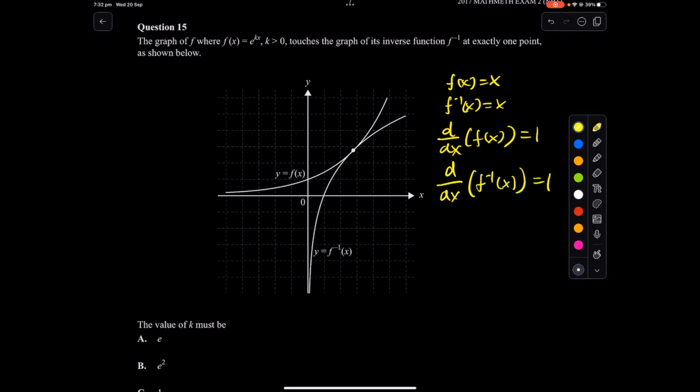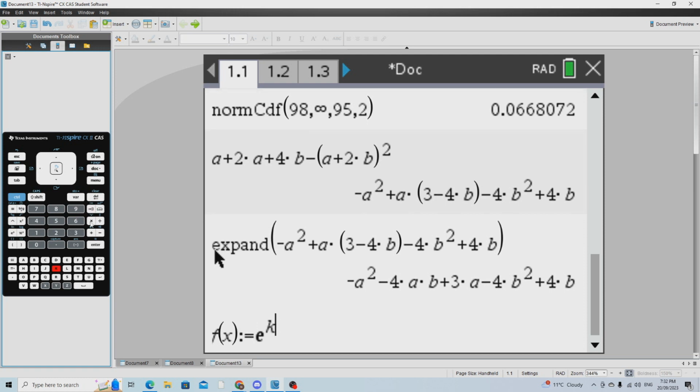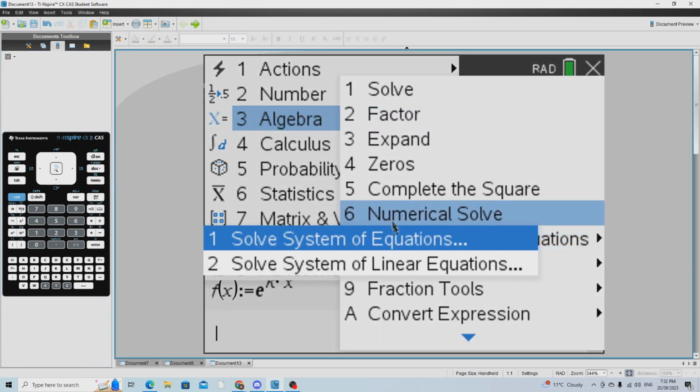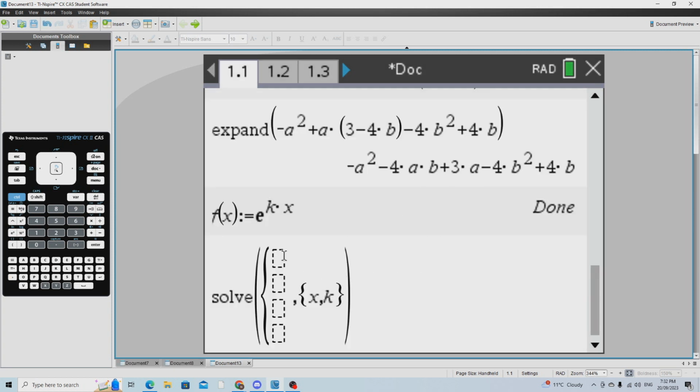So just these 4 equations, I'm going to define these functions. For example, f of x, I'm going to use my calculator. I'm going to define it as e to the power k times x. And I'm going to go on menu, algebra, solve system of equations for 4 equations, for, let's say, x, and we want k, actually. That's the main point. So yeah, let's do that. So we're saying f of x equals e^(kx).